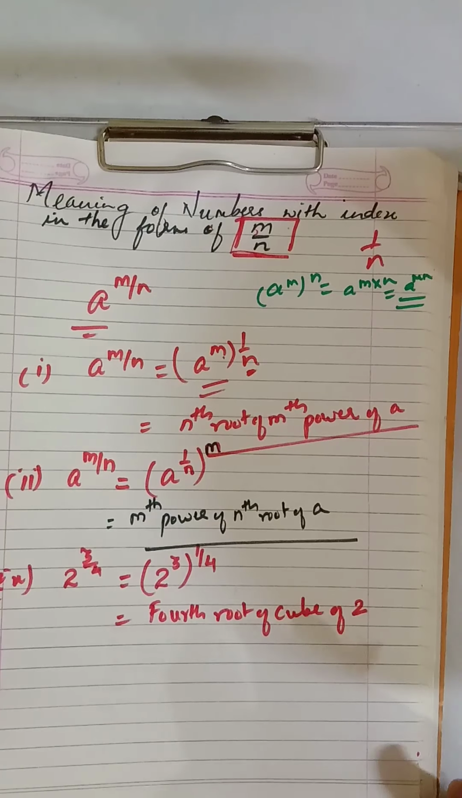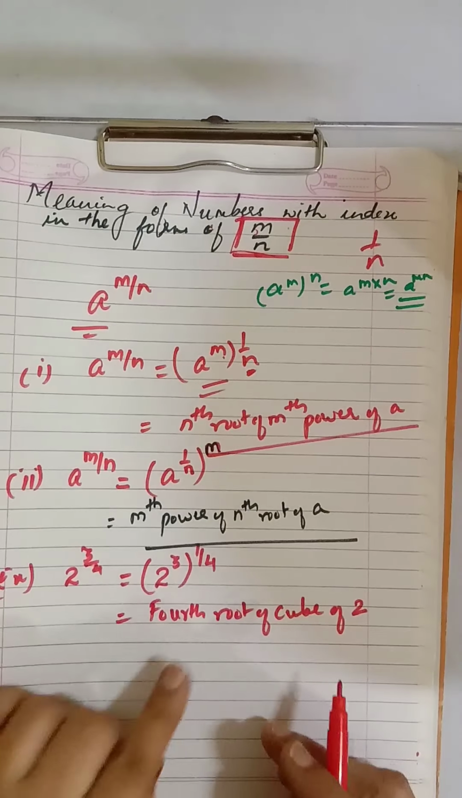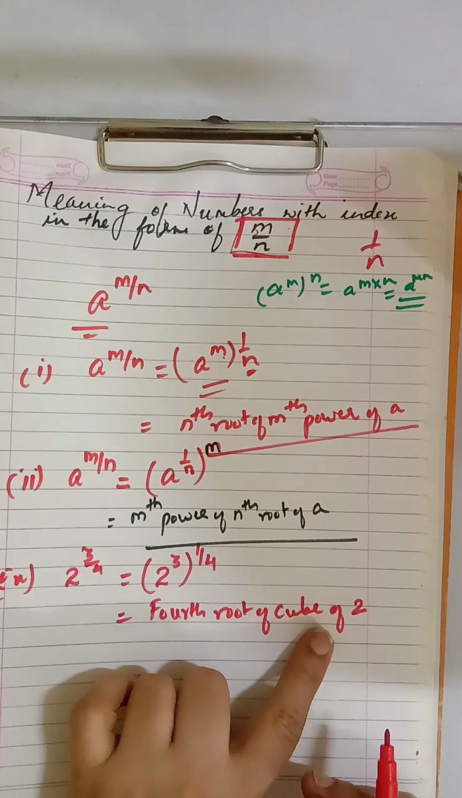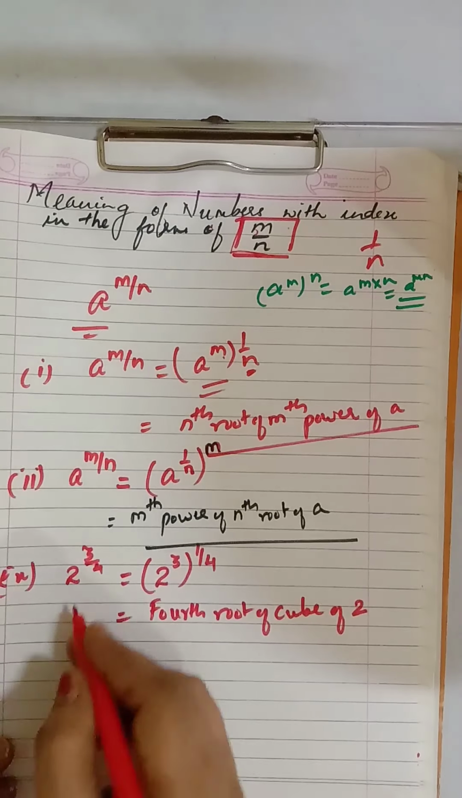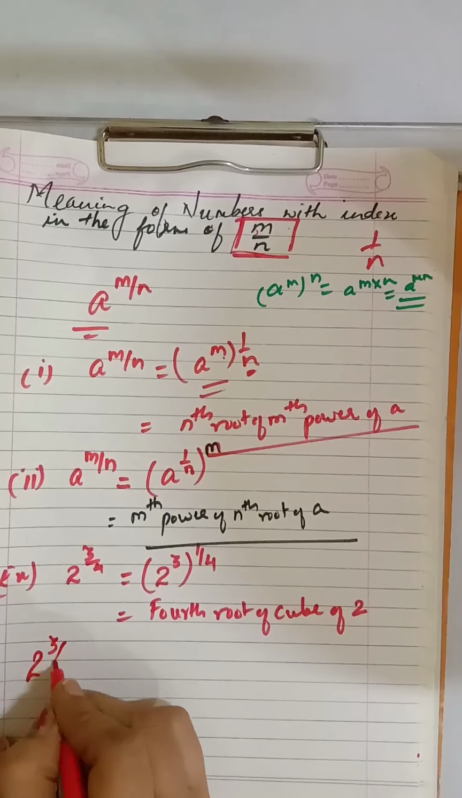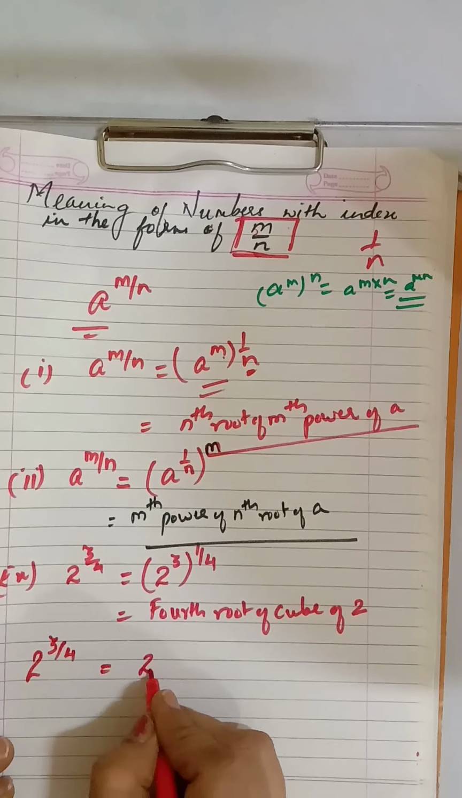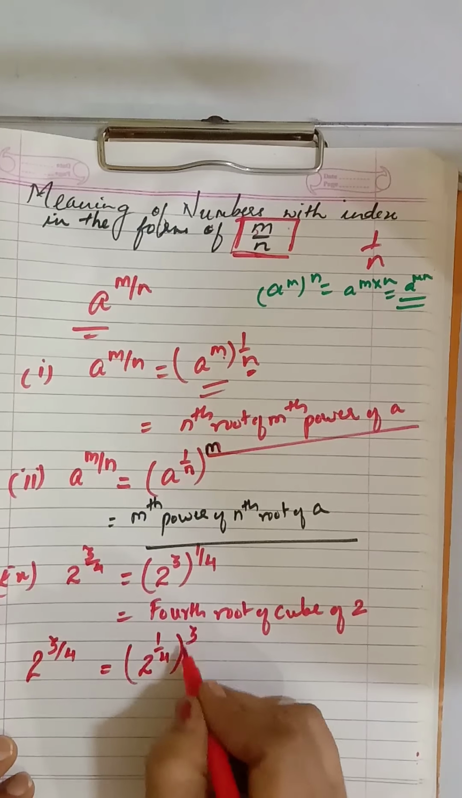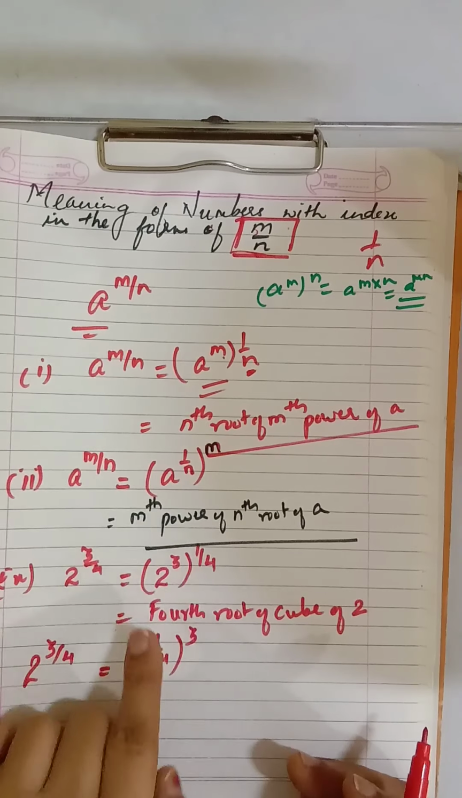Clear? This is one way. Here, children, I have written the root first because the root is here. So root first and then the power. Now the same thing, 2 raised to 3 upon 4 can also be written as 2 raised to 1 upon 4, whole raised to cube.